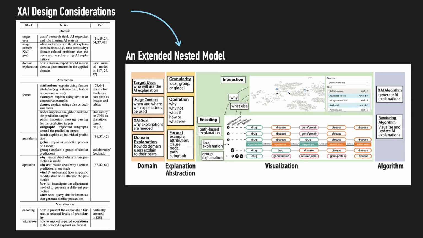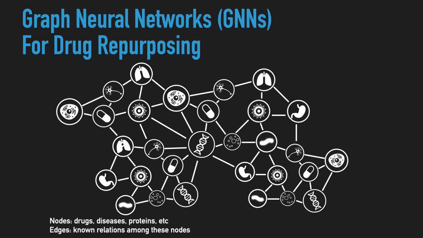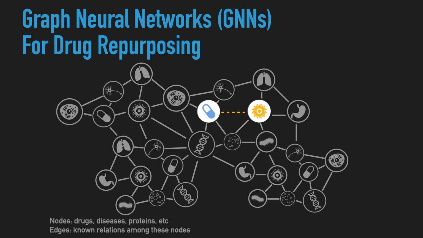We incorporate a diverse set of user-centric XAI design considerations into the different layers of a visualization design process, based on a literature review and our collaboration with domain experts. Specifically, we focus on graph neural networks in drug repurposing. The input data is a knowledge graph where nodes indicate medical entities such as drugs, diseases, and proteins, and the edges represent the relationships among different nodes. The GNN model predicts whether an edge exists between a drug and a disease, that is, whether a drug can be used to treat a disease.